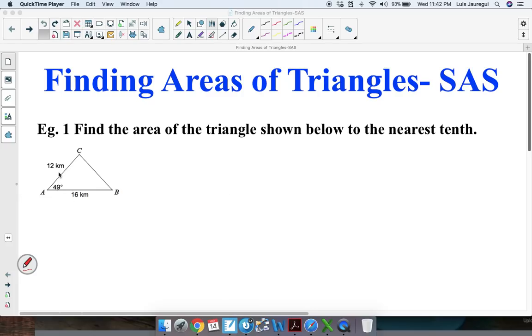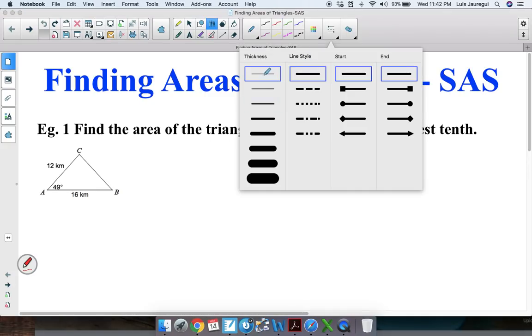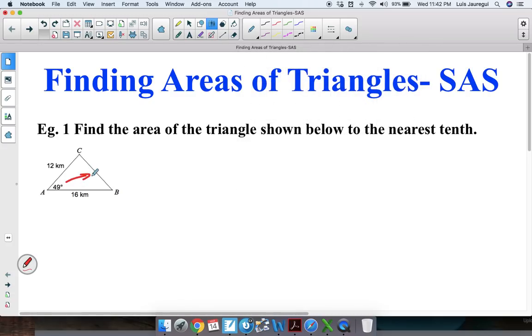Notice that we are given the measure of a side, the measure of a second side, and the measure of the angle included between those two sides. So the first thing first, let's go ahead and label the sides. In this case, we know that the side across from angle A is lowercase a, the side across from angle B is lowercase b, and the side across from angle C is lowercase c.